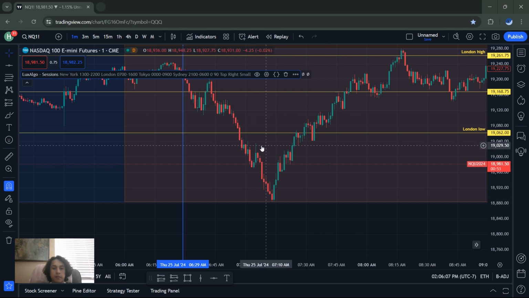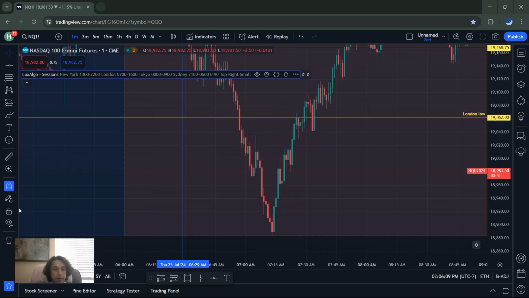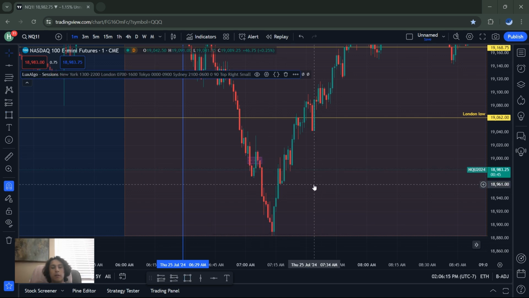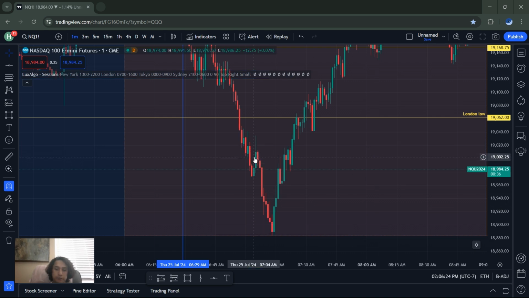Why did I not enter off of this? This right here, you have to realize that buyers take time to build up. It's going to still fall a little bit. So usually when it does a failed PD array, the next one usually does work, unless you're playing off of strictly market structure shifts, which in this case would be, I'll get into that.